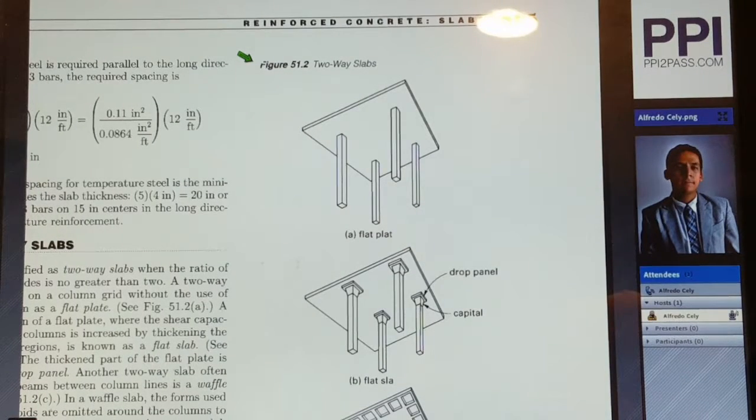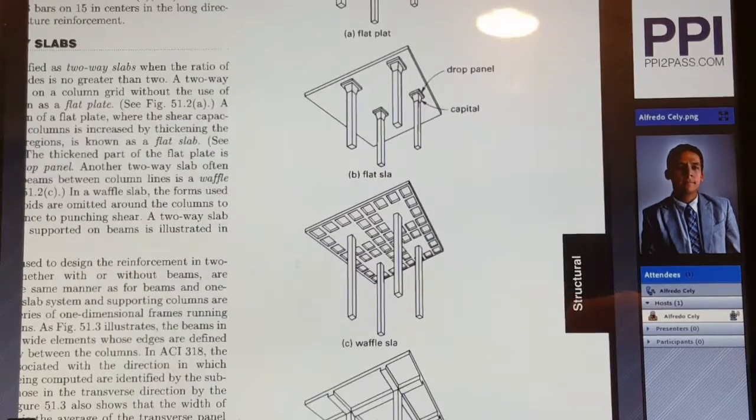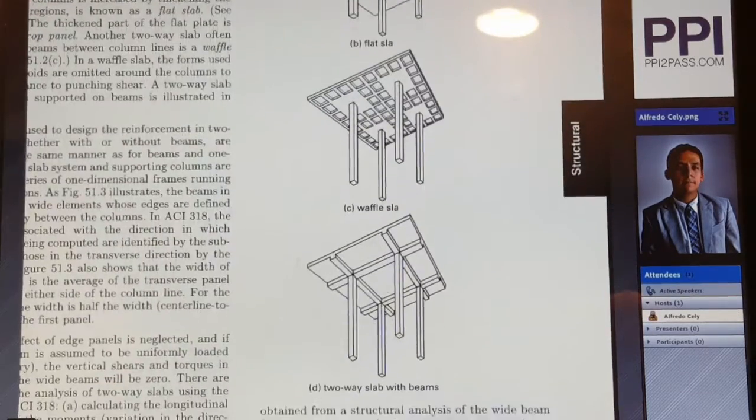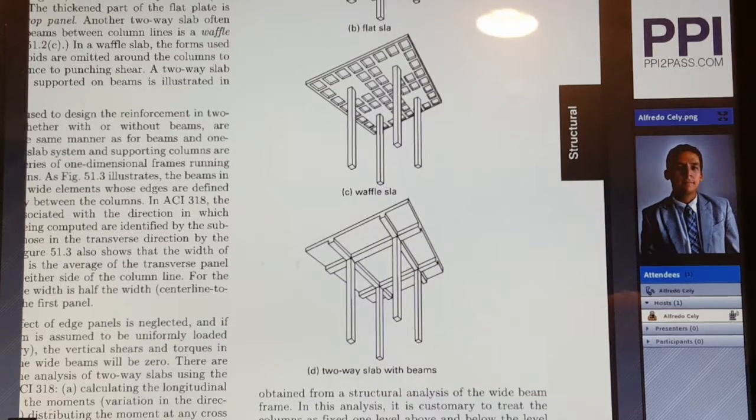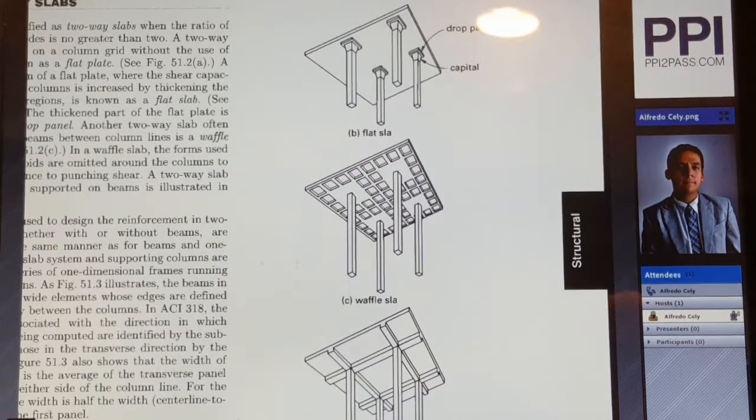And here we see figure 51.2 that provides graphical descriptions of two-way slabs. Now, you may not be asked to solve a problem on the design of a two-way slab in the breadth portion of the test. However, you may be provided with a figure of a flat plate, a flat slab, a waffle slab, or the description of a two-way slab with beams. And you may need to identify which one is a two-way slab and which one functions as a one-way slab.